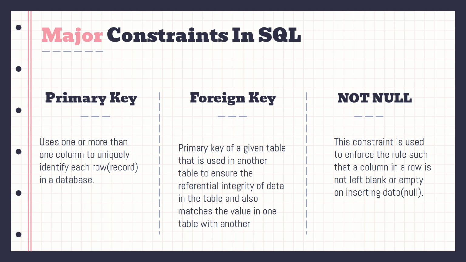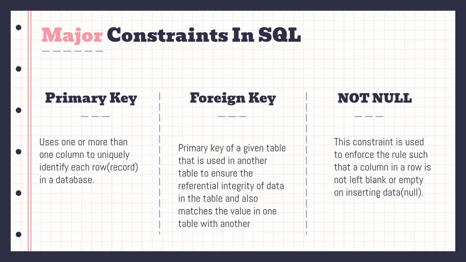So it's just a primary key of one table that is used inside of another table to uniquely link the two tables. Okay, so now let's look at what a not null constraint is. This is used to enforce the rule such that a column in a row is not left blank or empty. That's what the not null constraint is.